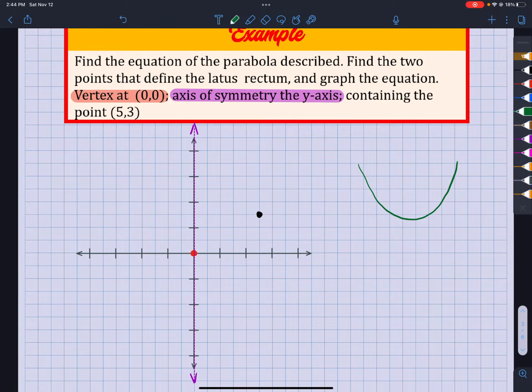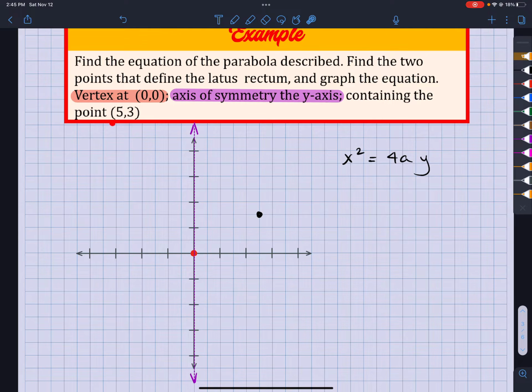Great. So since it opens up, that means I have the equation x squared is equal to 4ay, right? Number one, it opens up, so my a is positive. I know it's going to be an x squared, and since my vertex is at 0, 0, that means I have nothing subtracting or adding to x and y, all right? So, bingo, there we go.